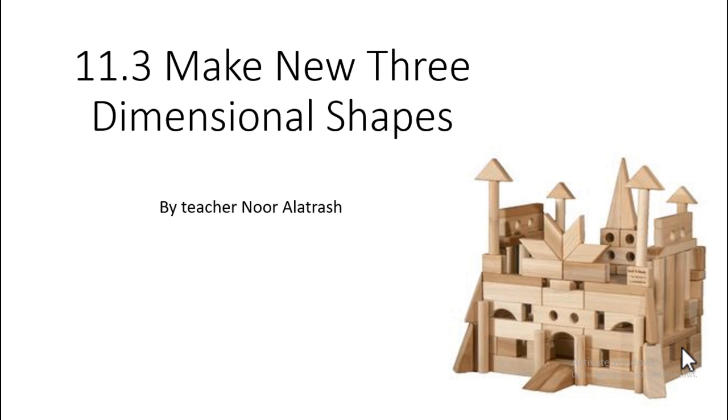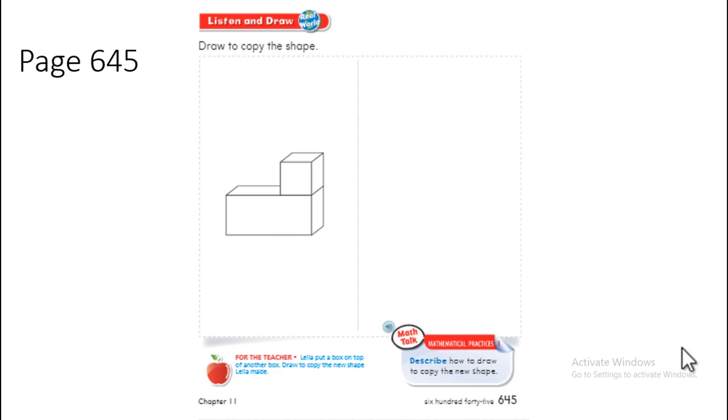In this picture, you can see a castle built by blocks, and the blocks are three-dimensional shapes. They have so many of them. We learned only 5. Do you remember the 5 shapes that we took? A cylinder, rectangular prism, cube, sphere, and a cone. So, in today's lesson, we will make new shapes using these 5 shapes that we learned.